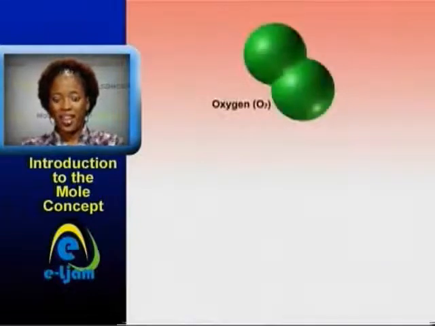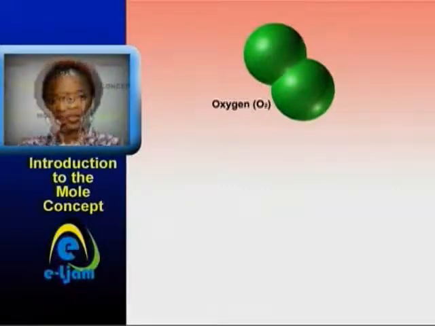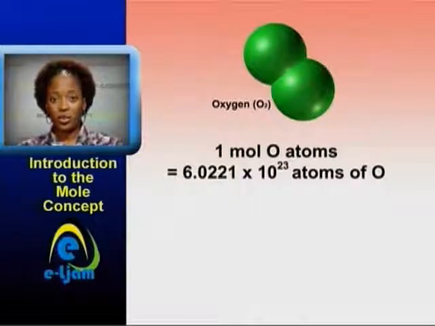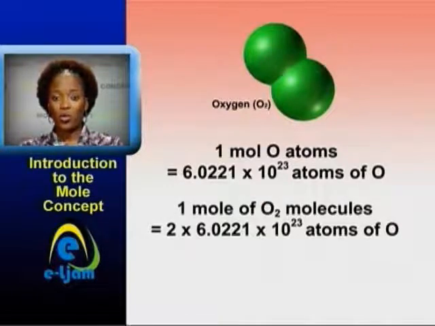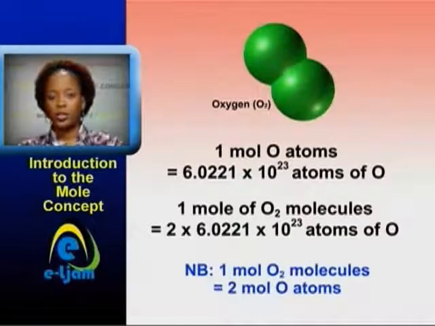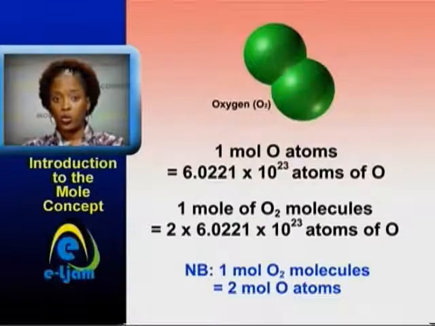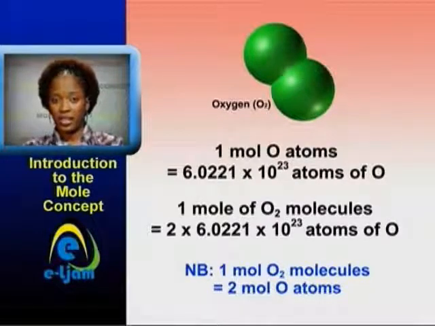For example, oxygen occurs in nature as a gas, O2, which is a molecule containing 2 oxygen atoms. 1 mole of oxygen atoms equals Avogadro's number of oxygen atoms. 1 mole of O2 molecules equals 2 times Avogadro's number of oxygen atoms. Note that 1 mole of O2 molecules equals 2 moles of oxygen atoms.